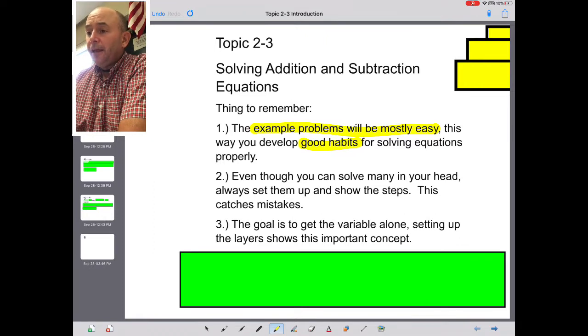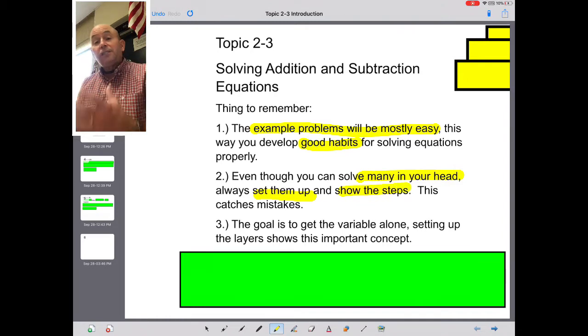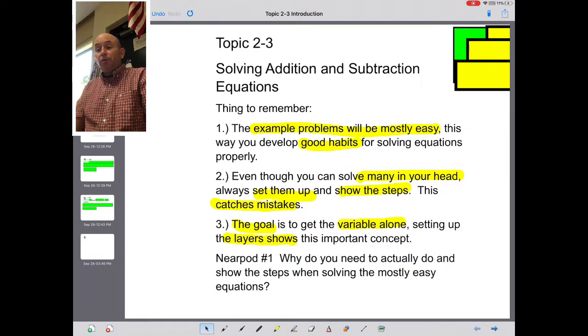Number two, even if you can solve these in your head, if you set them up and show the steps, that will be a great way for catching those silly little mistakes that we seem to make in math sometimes, okay? And then the third thing is, remember, our goal is to get that variable alone. And when we're setting up those layers, which we think might be a waste of time, it actually reinforces the whole process and shows you how important the concept is and how it works. All right? So anyways, we're going to go on and do Nearpod number one.